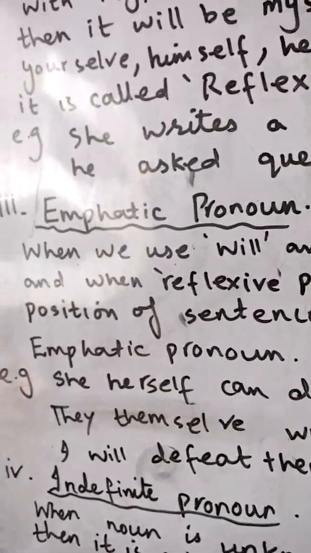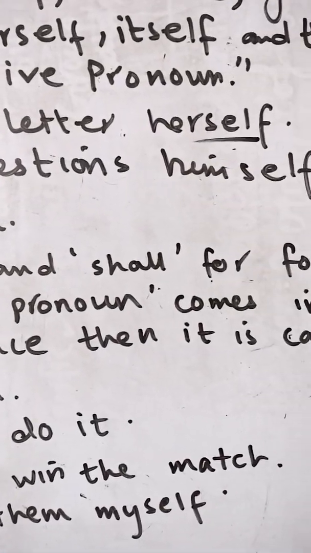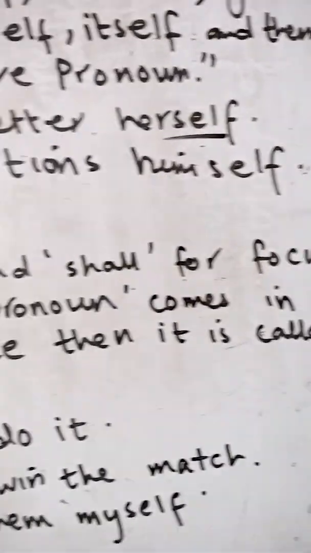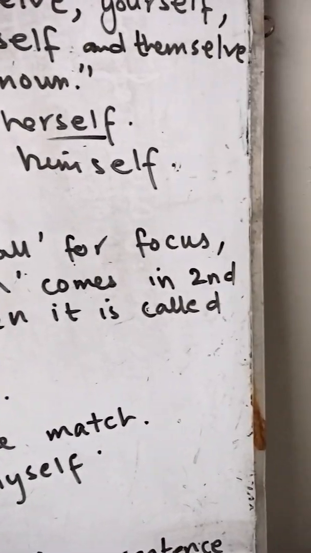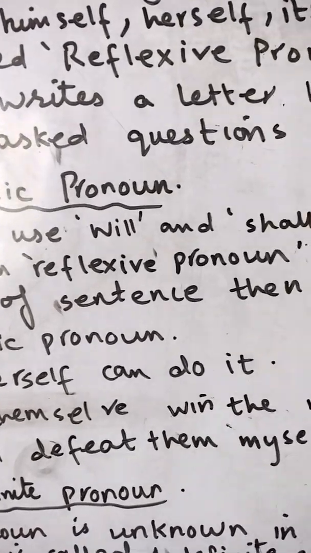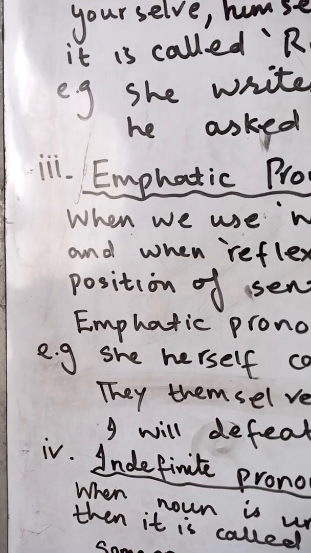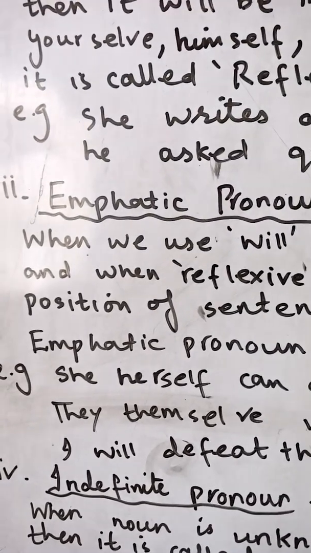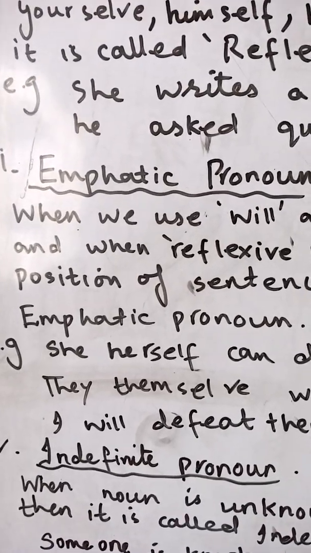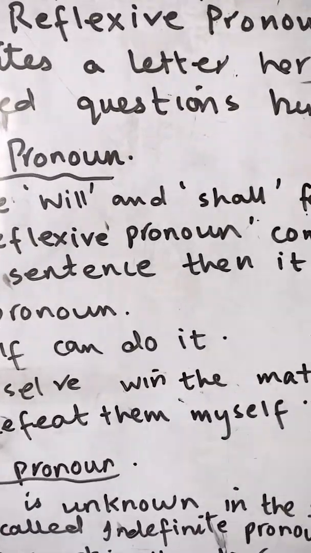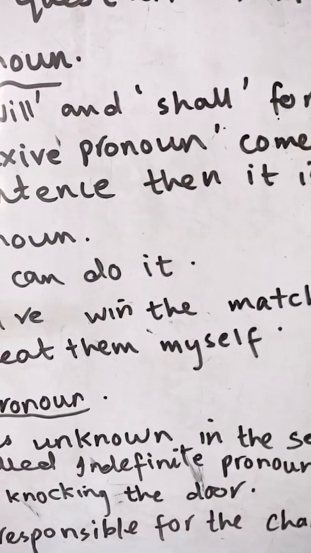Again, I have to repeat it. When a reflexive pronoun comes in the second position of a sentence, then it is called emphatic pronoun. Example: she, now herself, the word herself will come at the second position of the sentence. She herself can do it. They themselves won the match.